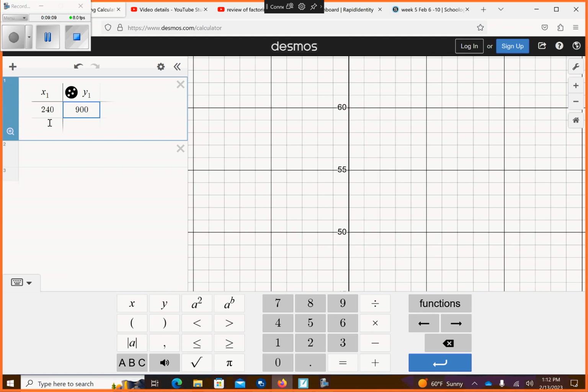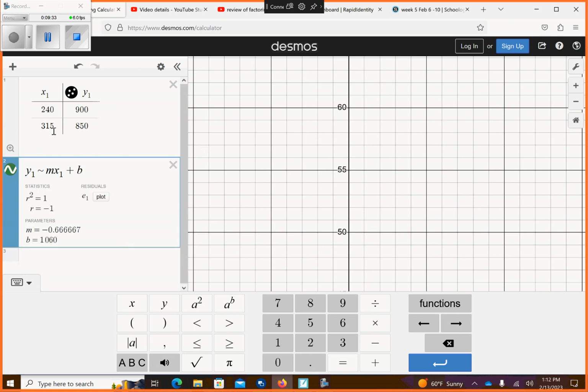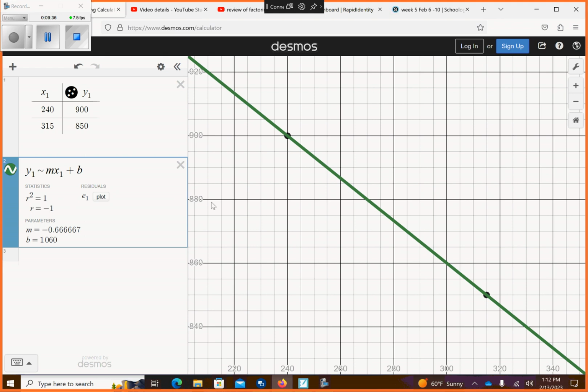And then they also say that when you have 315 of these items, you're going to sell for $850. And then we can easily just say y sub 1 tilde mx sub 1 plus b is my linear equation. And I can hit the plus button to take a look at it. So there's our linear equation that works for us. We have a slope of negative 2/3 x plus 1060. And that's all we have to do.